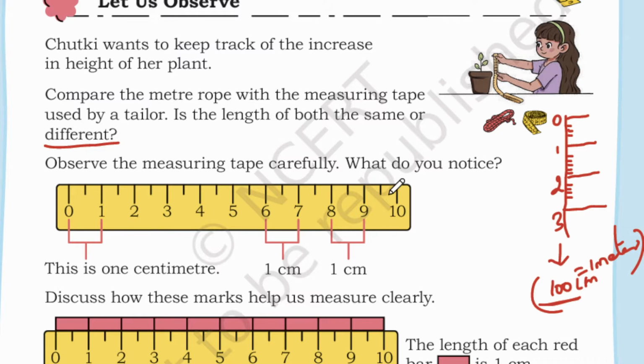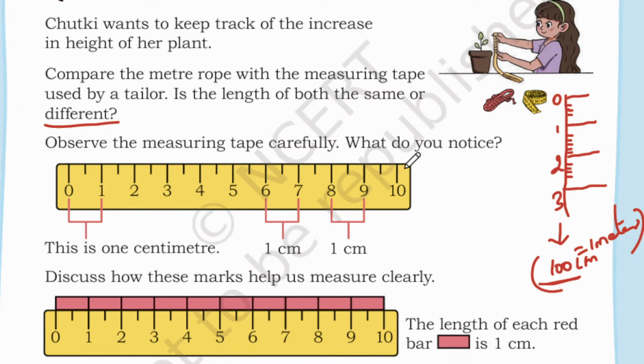Look at this picture. Observe the measuring tape carefully. What do you notice? This is one portion of the measuring tape which has up to 10 centimeters. So 0 to 1 is 1 centimeter. Again 1 to 2 is 1 centimeter. 2 to 3, 1 centimeter. 3 to 4, 1 centimeter. So the centimeters keep on increasing: 1, 2, 3, 4, 5, 6, 7, 8, 9, 10 centimeters.